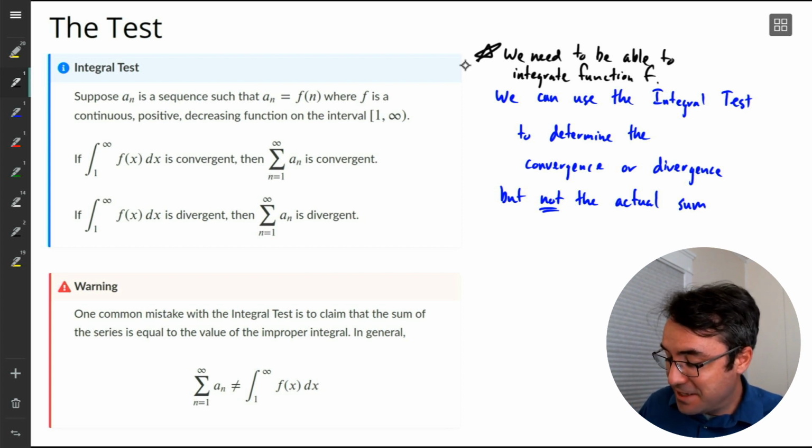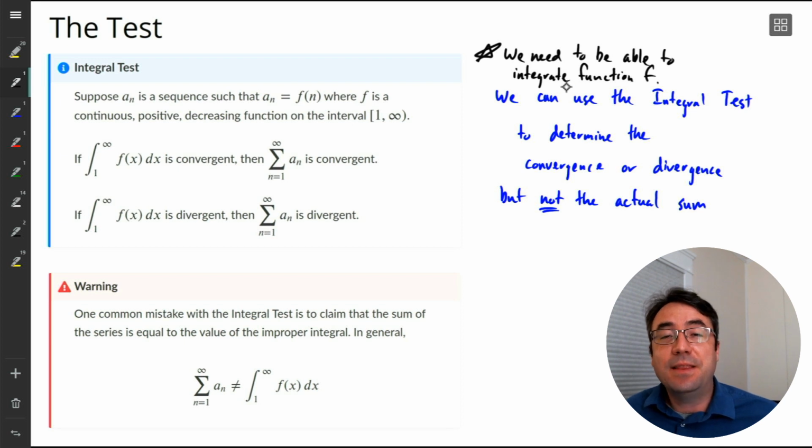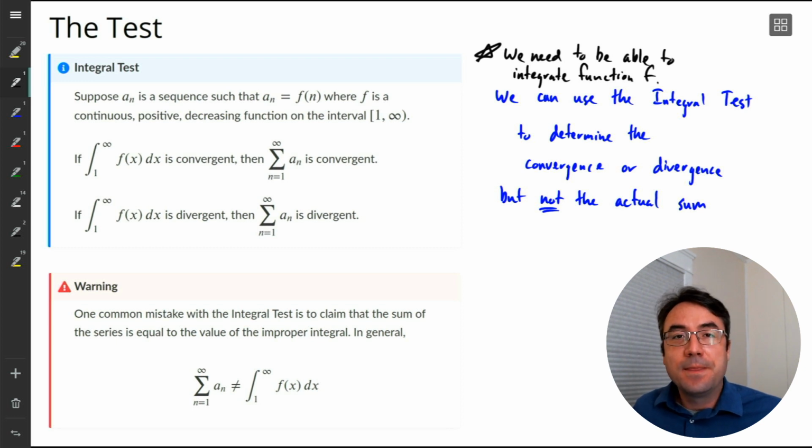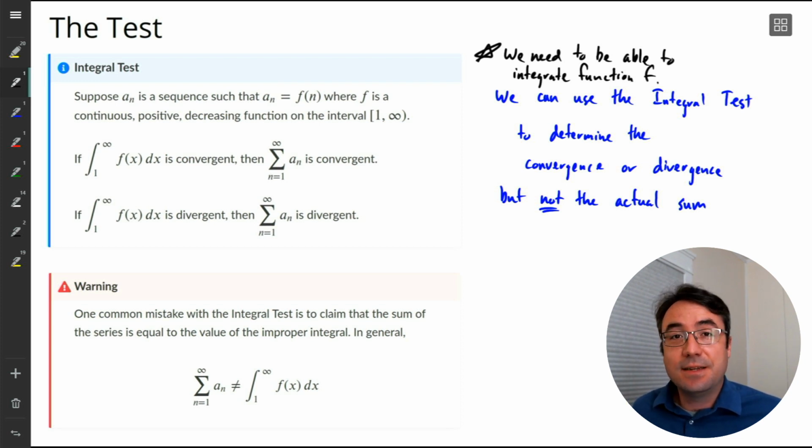And so that's a hidden thing here: once we've decided on our function f, yes, it needs to satisfy these other conditions. But in order to calculate this improper integral, we need to be able to integrate it. We need to be able to find the antiderivative. And sometimes that can be a little bit complicated. So that's just another thing to consider when we're going through all of the different tests that we're going to see and deciding on which method to use.